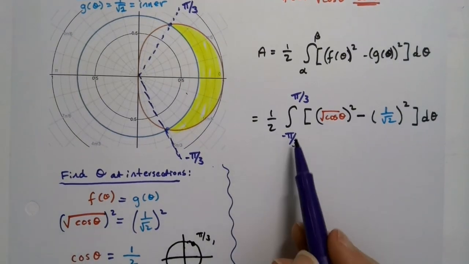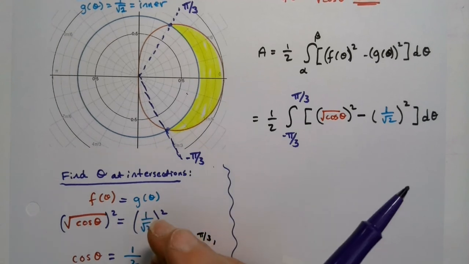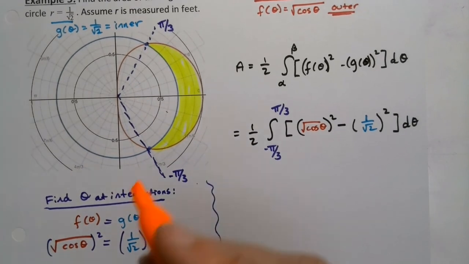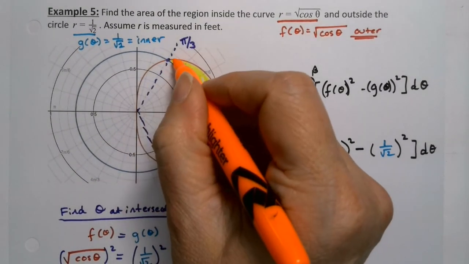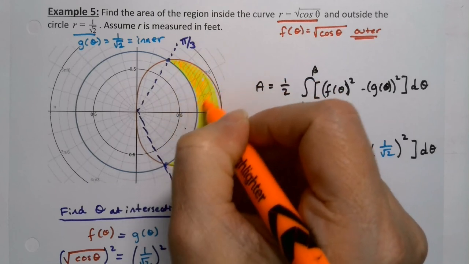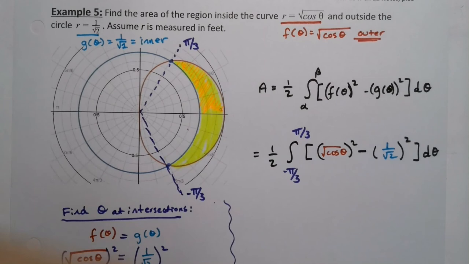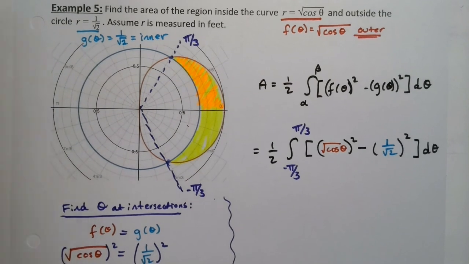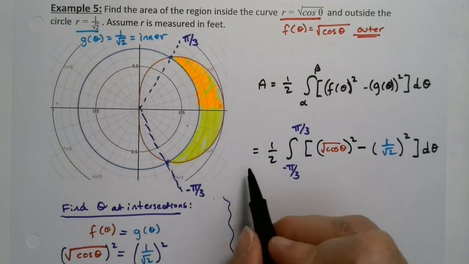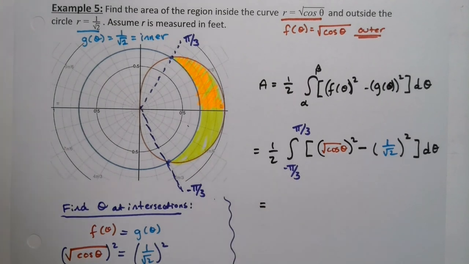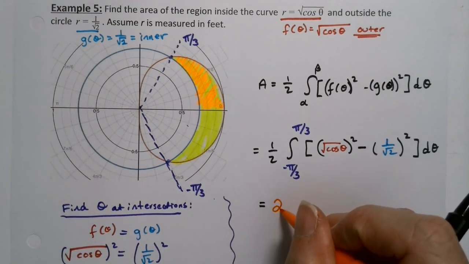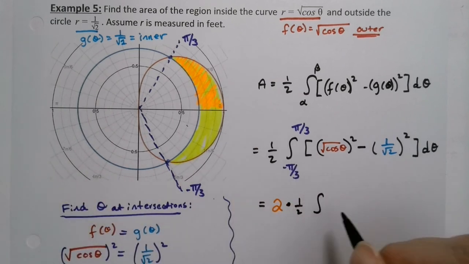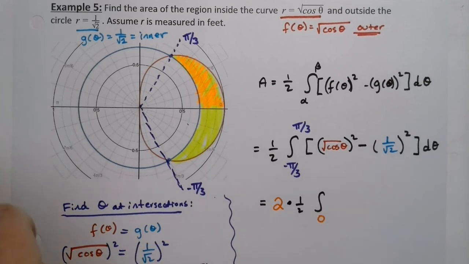But let's be smart about this. Pi over 3 and negative pi over 3 is fine, but it's more of a pain to deal with than we really need. So let's be brave and think to ourselves, this is symmetric. What if I just find that portion? How would I do that? Well, I would say, hey, this is true, but why don't I do 2 times a half integral from 0 to pi over 3.